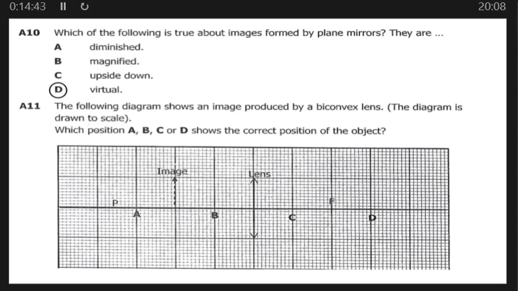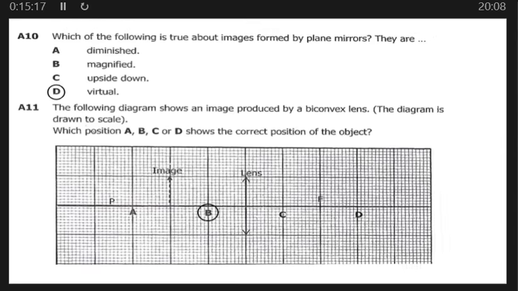So as you can see, when you study this diagram very well, you see that it has an image which is upright. Whenever an image is upright, it is virtual, and when the image is upright, that means the image and the object are on the same side. And in this situation, the object is in between the image and the lens. So in this case, our answer must be B.